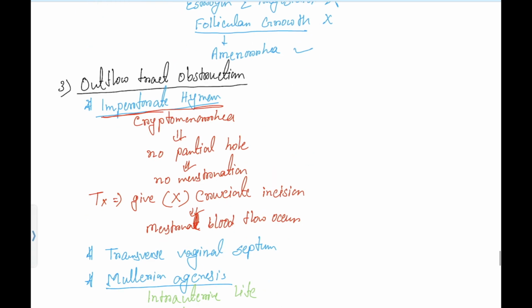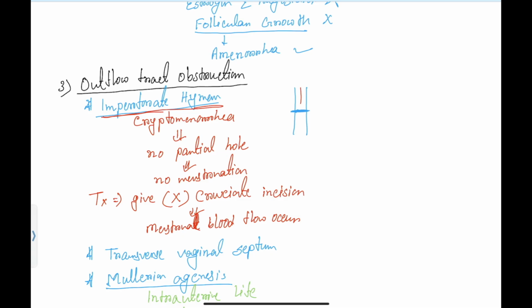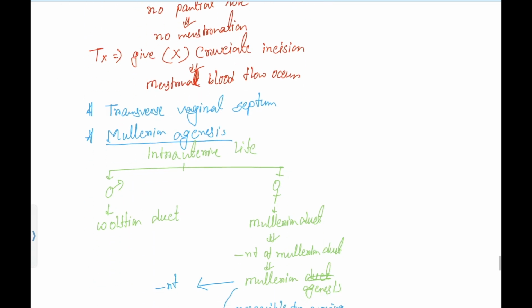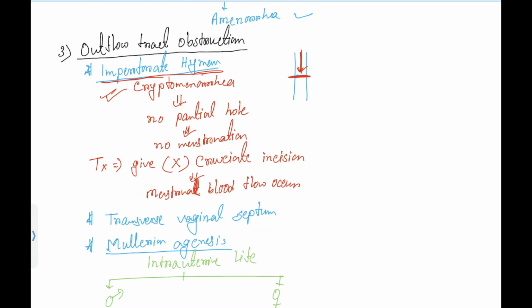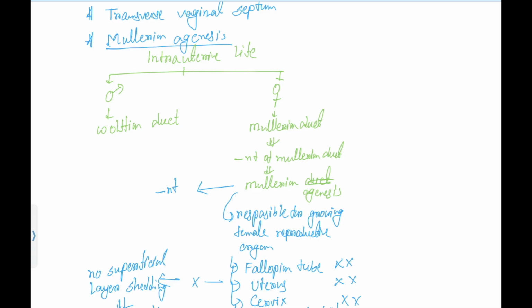Now the last cause, outflow tract obstruction. This is the vaginal tract. If there is any obstruction, then it will cause amenorrhea, as no blood will come through the vagina. So what are the causes? Imperforate hymen, that is cryptomenorrhea. Then transverse vaginal septum, if there is any septum present transversely. And Mullerian agenesis.